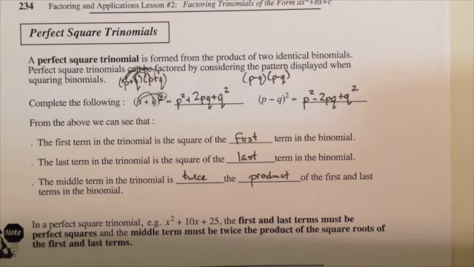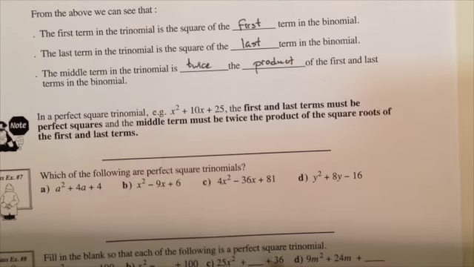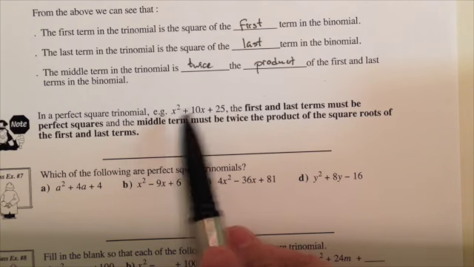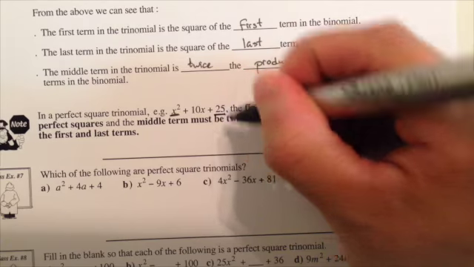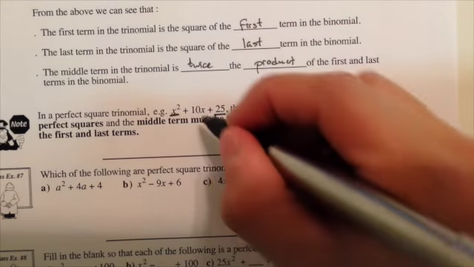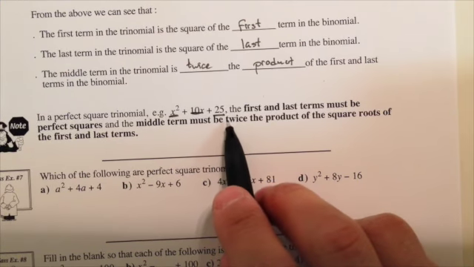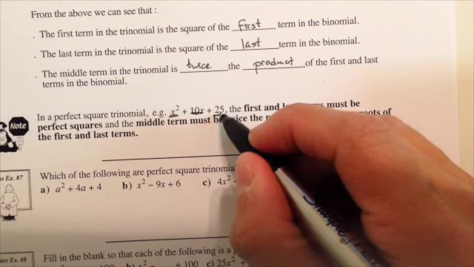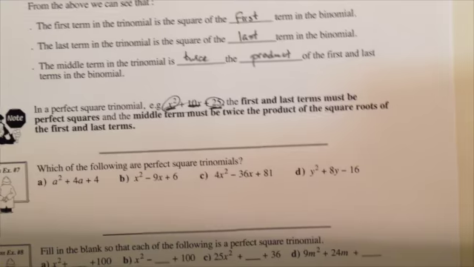Okay, so note, in a perfect square trinomial, example x squared plus 10x plus 25, the first and the last terms must be perfect squares. Okay, so these two terms must be perfect squares, and the middle term must be twice the product of the square roots of the first and last terms. Okay, so this has to be 2 times the product of the first and last terms when you multiply them.